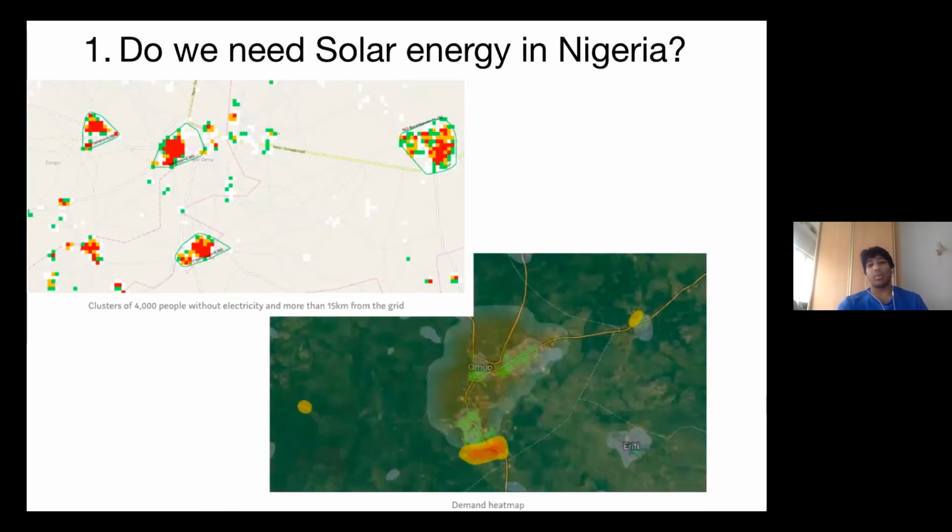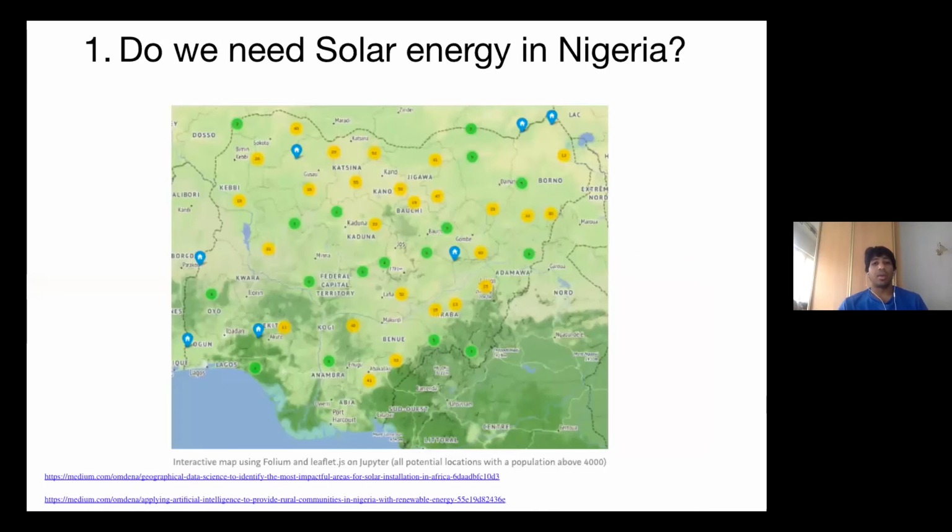And that's how we built something called a demand heat map. At the end, this is an interactive map actually, and I don't know if the link is here. If not, I can send it if someone is interested. This is an interactive map where you can zoom in, zoom out. You can see the clusters.